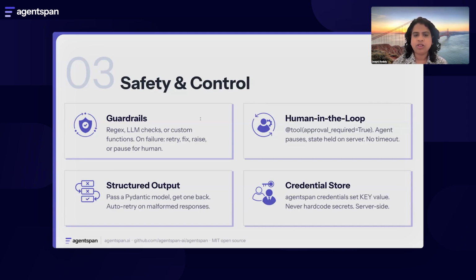Structured output means you define the shape of what you expect back and the agent guarantees it. If the response doesn't match, it retries automatically. Lastly, credential management means your secrets live encrypted on the server. Tools resolve them at runtime. Nothing is hard-coded, nothing is an environment variable, and nothing is in Git.